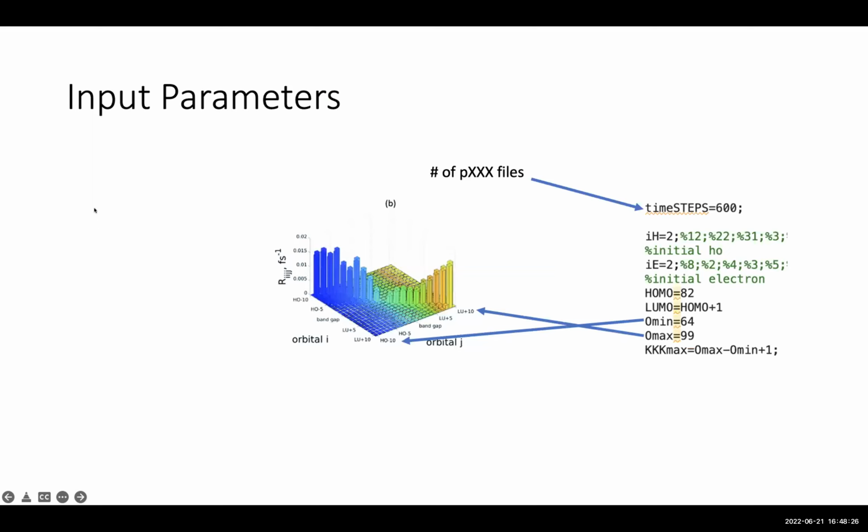So when we actually get into the file, there are just a few input parameters that you should be aware of. The time steps, you're going to want to set to however many of those PXXX files that you have. And then you're also going to want to set the O min and the O max to whatever range of orbitals you're actually trying to observe. So in this case, if we're trying to get data on roughly 30 orbitals, then you'd set your O min and O max appropriately so that you're only looking at that range.